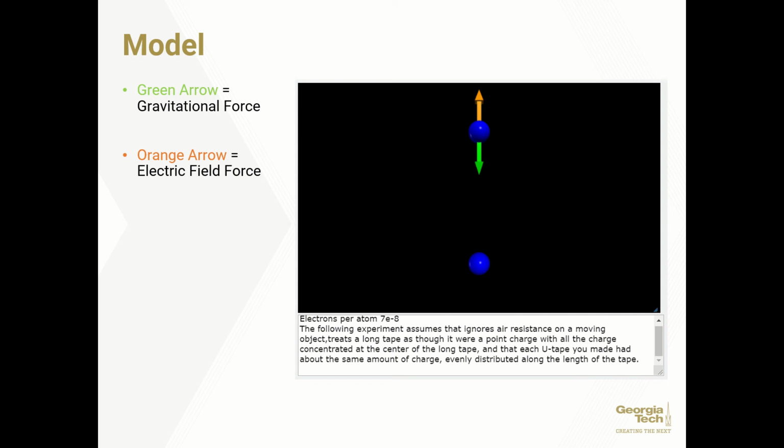There are some things that we assumed in this lab to be true. We assumed there was no air resistance. Again, we assumed that they're point charges. We assumed that both tapes had the same amount of charge, and that the charge was evenly distributed along the tape. Without these assumptions, the calculations that we got would not have been possible. There would have been several other calculations we would have had to do.